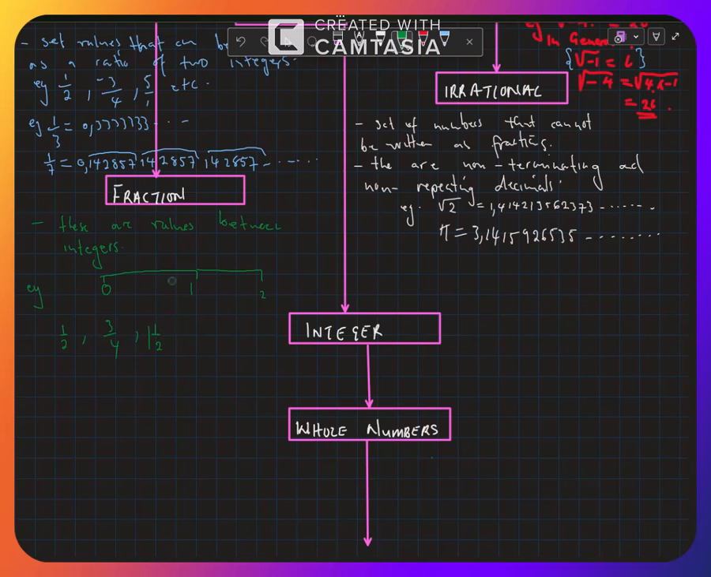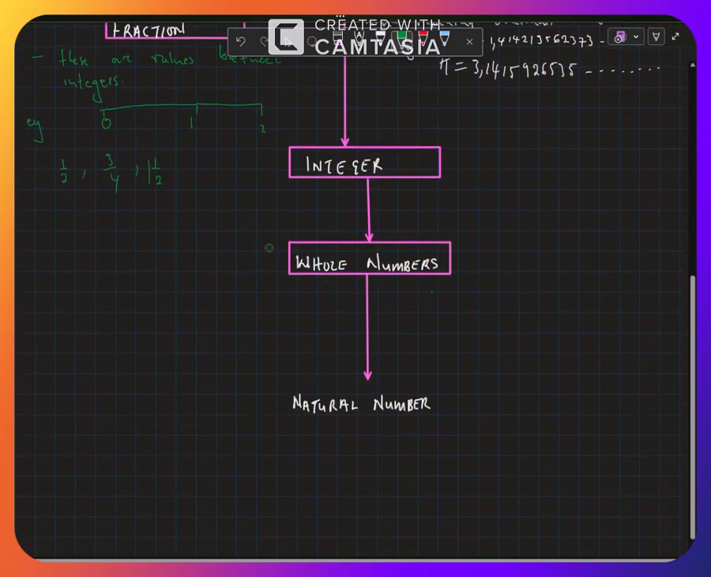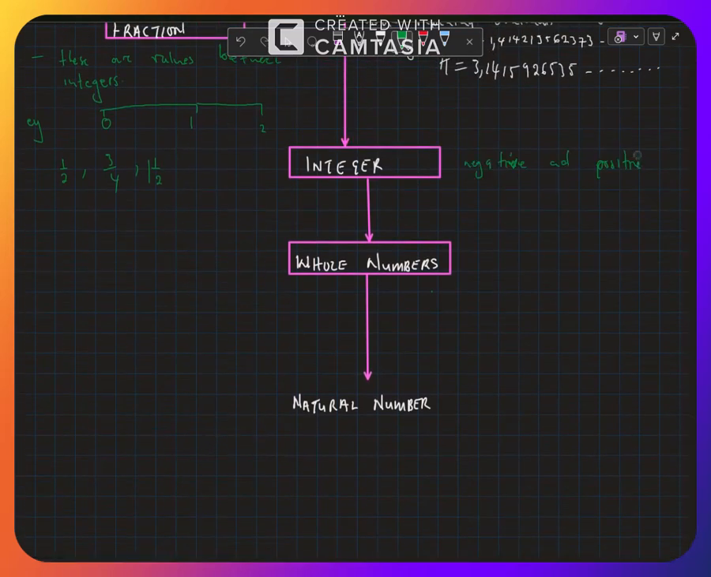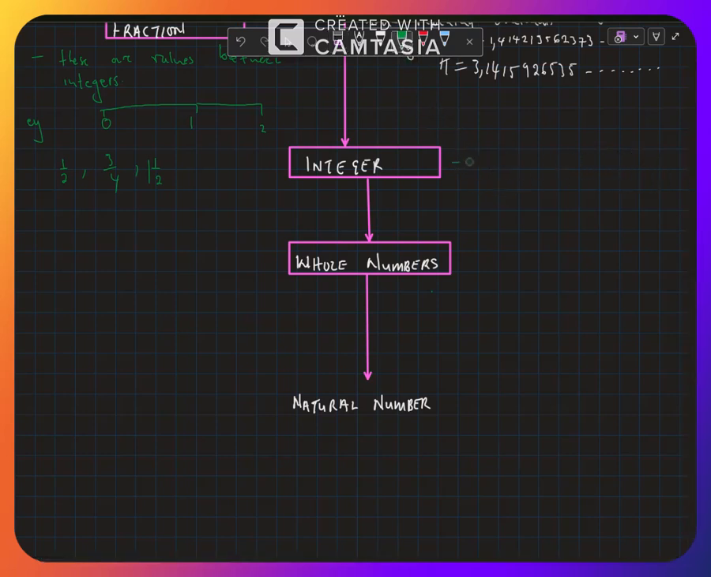Another branch under rational numbers, if we don't have fractions, we can have the opposite of a fraction, which is an integer. Integers are whole numbers. These include the negative and the positive values. And most probably we're talking of whole numbers that can be found on the number line.